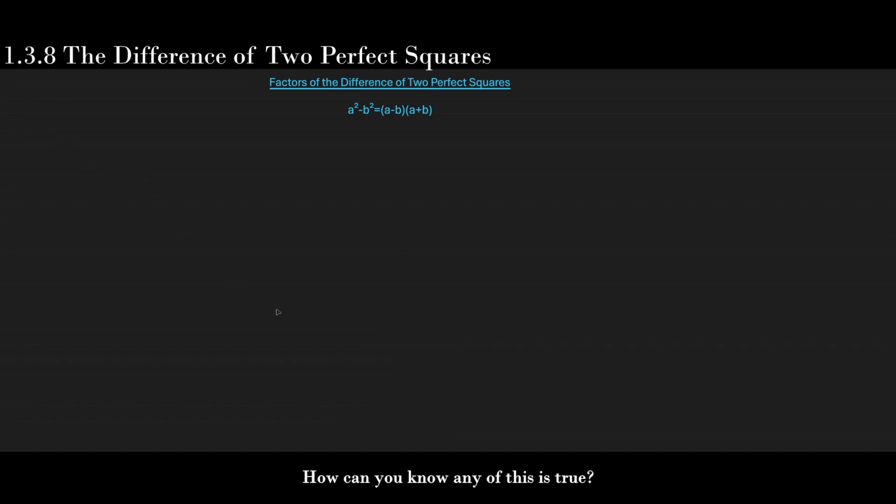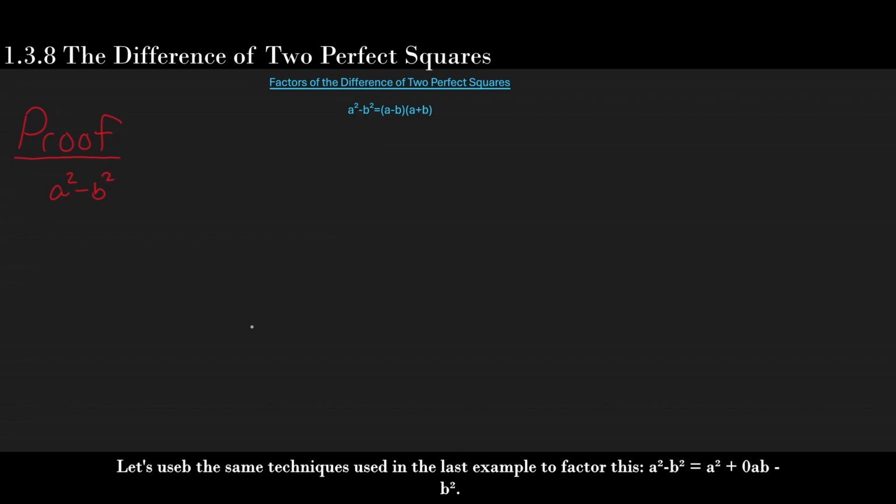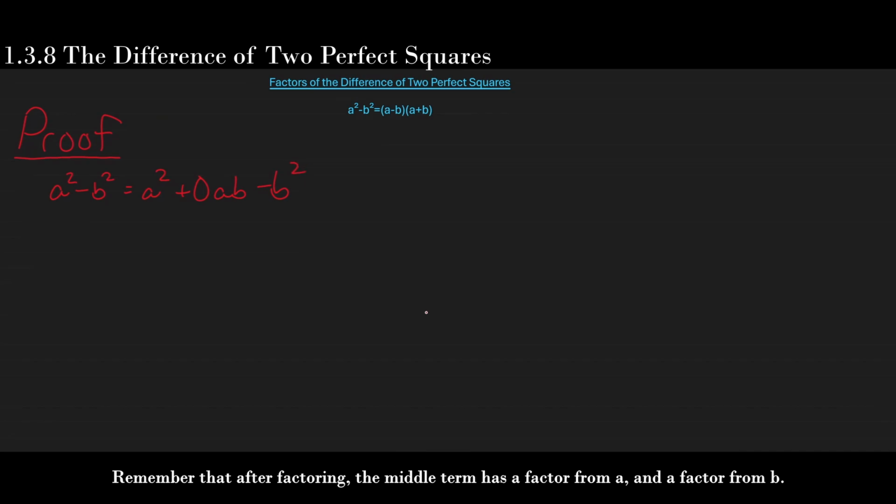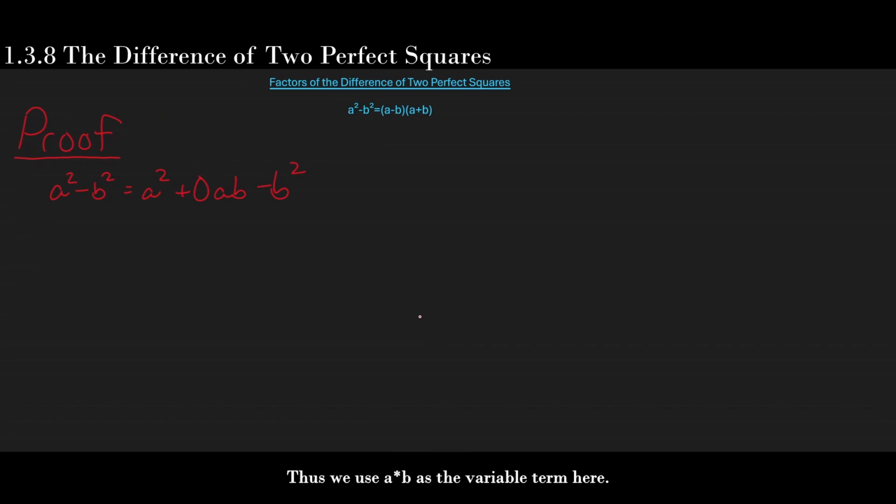How can you know any of this is true? Let's prove it. Look at a² minus b². We'll use this to prove that we can factor binomials like this. Let's use the same techniques used in the last example to factor this. a² minus b² equals a² plus 0 times ab minus b². Remember that after factoring, the middle term has a factor from a and a factor from b. Thus, we used a times b as the variable term here.